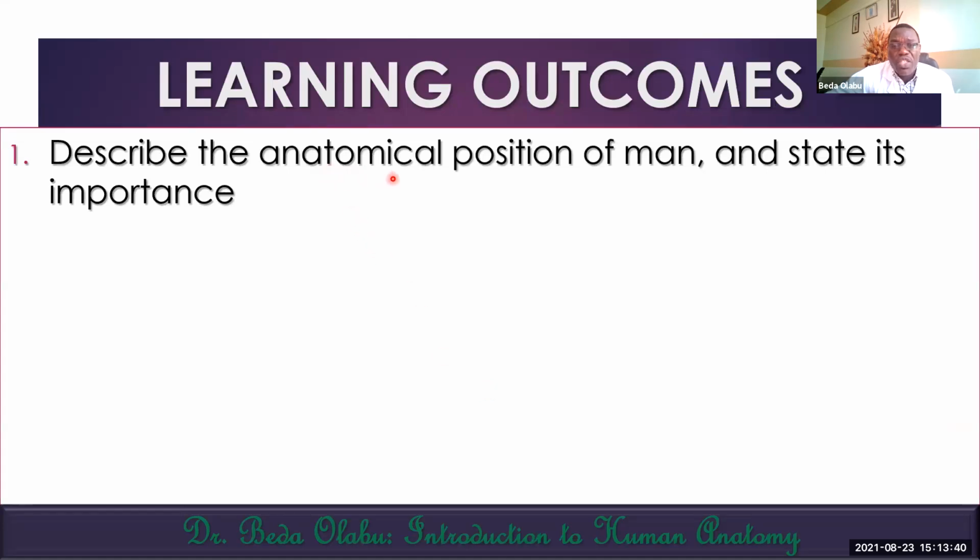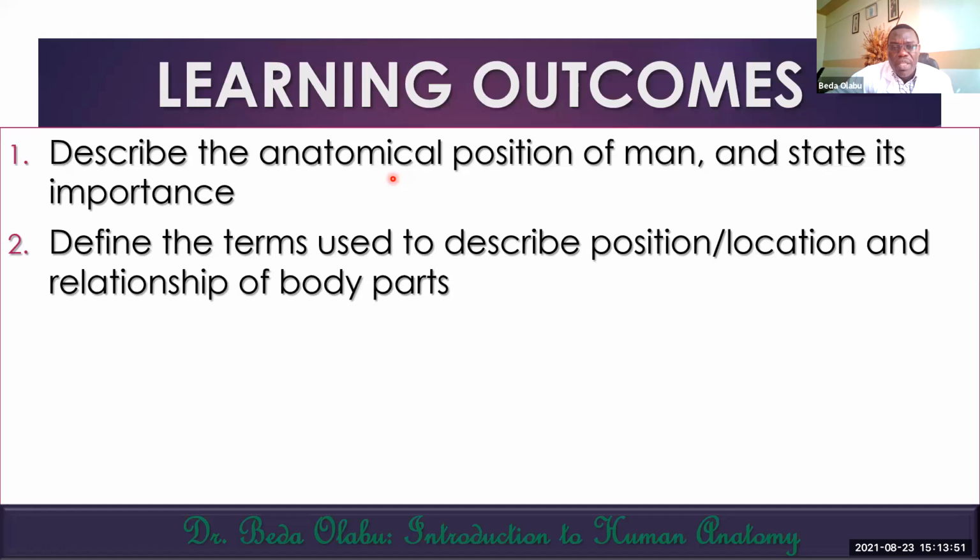There is something called the anatomical position of man. So we are going to describe the anatomical position of man, and we are going to state its importance. Then in the second part, we are going to define the terms which are used to describe the position or location of different organs and body parts.